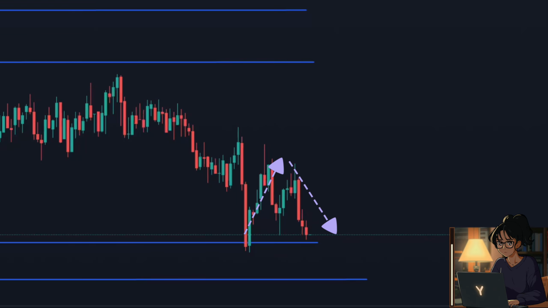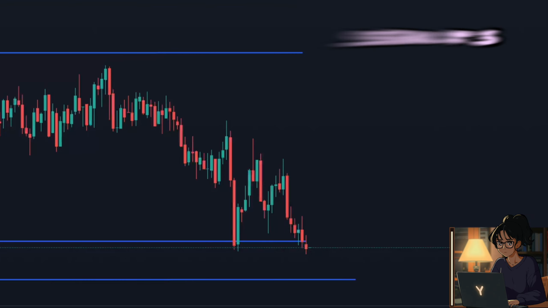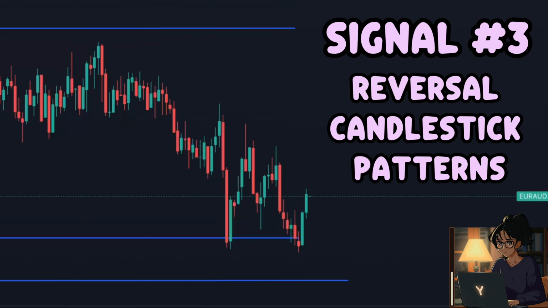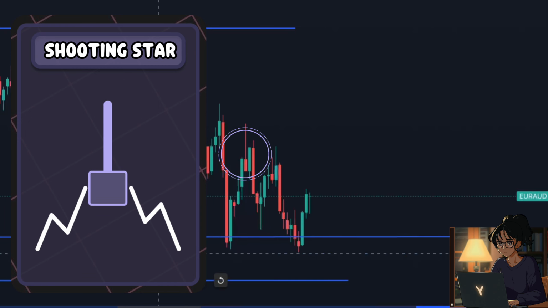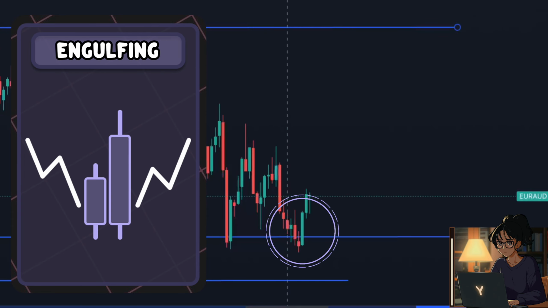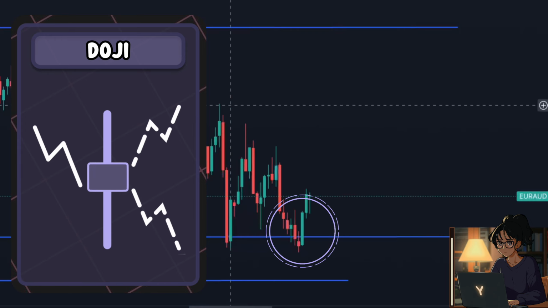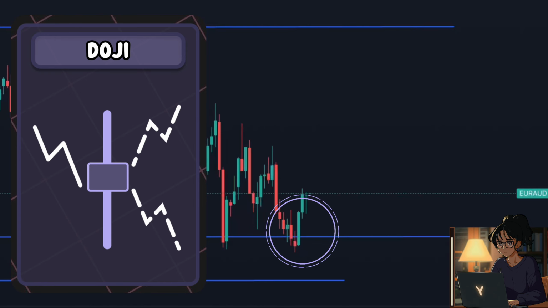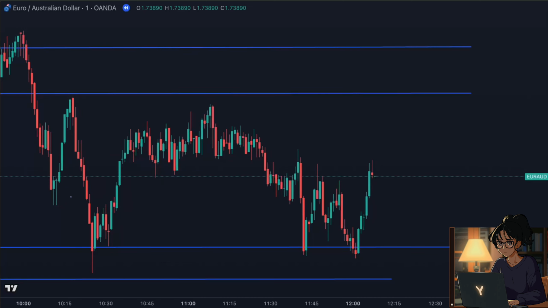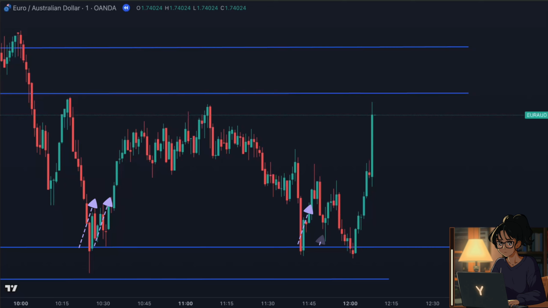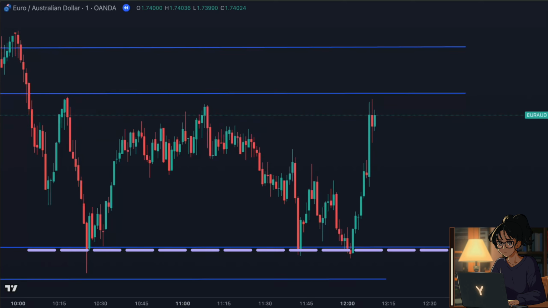Once price comes back to retest the level, that's when we look for signal number 3, a reversal candlestick pattern. This could be a hammer, small body, long lower wick showing rejection. A shooting star, small body, long upper wick showing sell pressure. An engulfing candle. Or even a doji signaling indecision if it happens at a key zone. It's not about memorizing names, it's about what the candle tells you. Price tried to break through and failed. Once all three align, the level, the impulse, and the pattern, that's your entry.